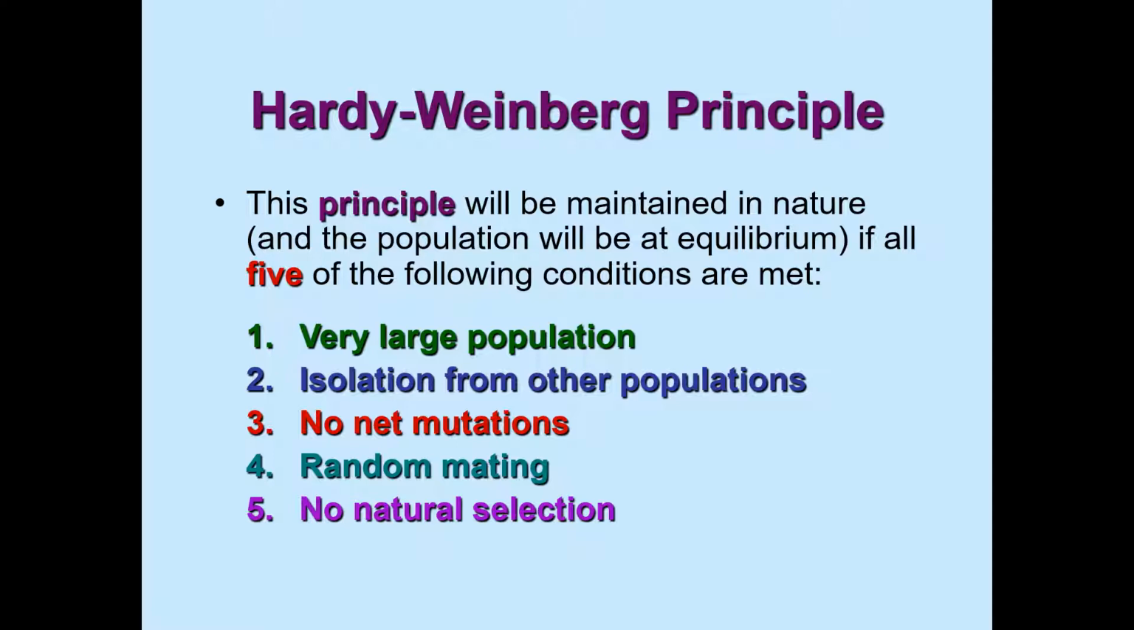Now, if all 5 of these conditions are met, then the Hardy-Weinberg principle will be maintained and you'll have a population at equilibrium. You have to have a very large population. You've got to have isolation from other populations. You can't have them breeding with another community in another place. You can't have any net mutations. You have to have random mating, and there can be no natural selection for the Hardy-Weinberg principle to work. It's good to know those 5.